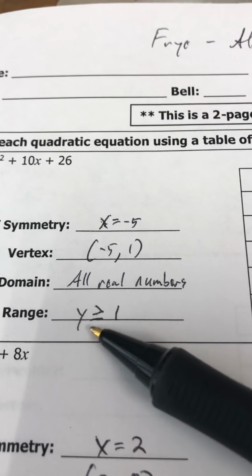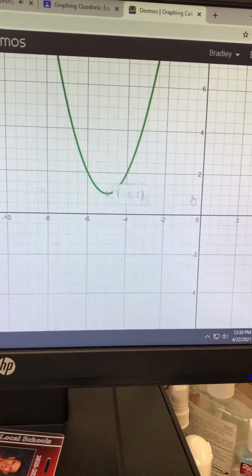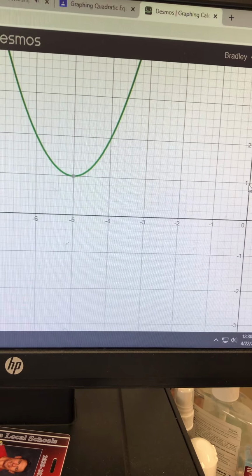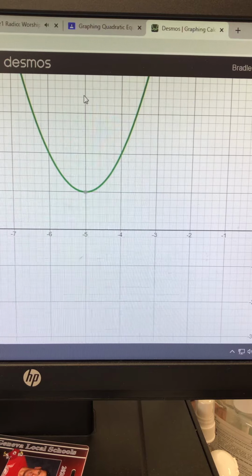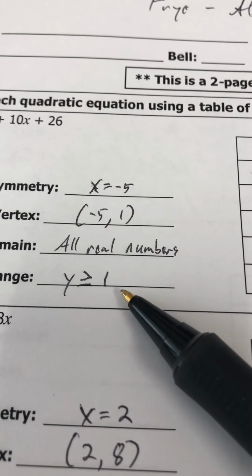The range has to be above this point, which is where y equals 1. Okay? Everything above y equals 1, so y is greater than or equal to 1.